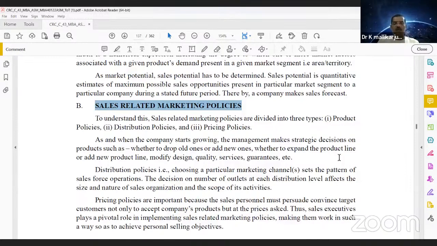So distribution channel policy is also very important. Choosing a particular market channel sets the pattern of sales operations. So it is very important in the distribution of channels.